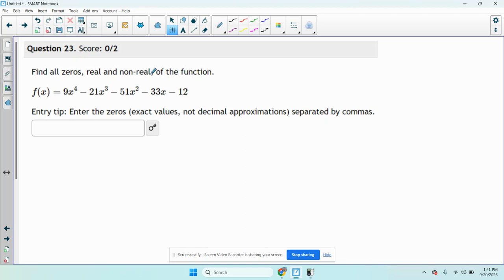This is find all zeros, real and non-real, of the function. Enter the zeros, the exact values, separated by commas.